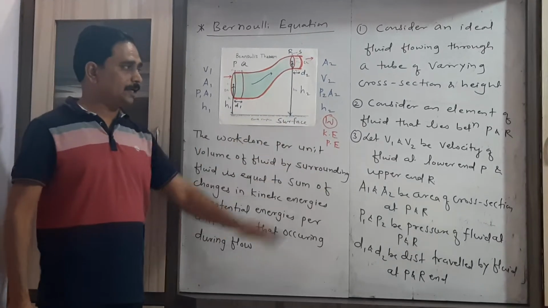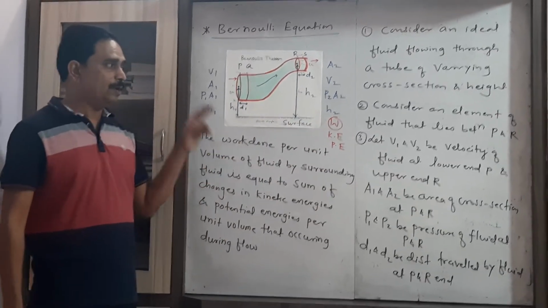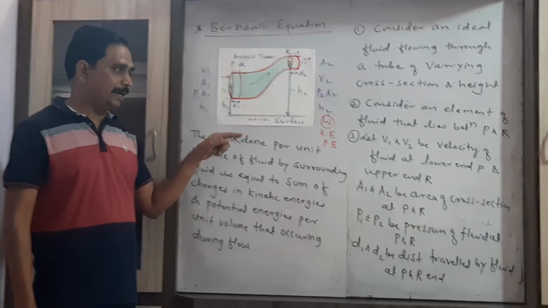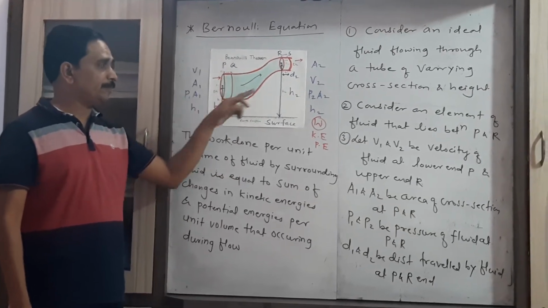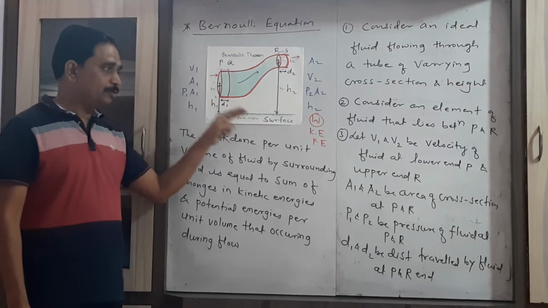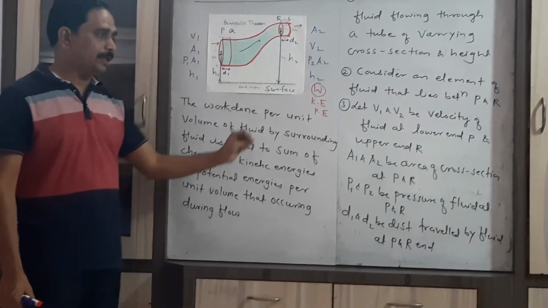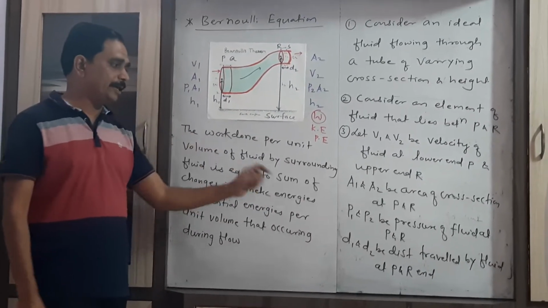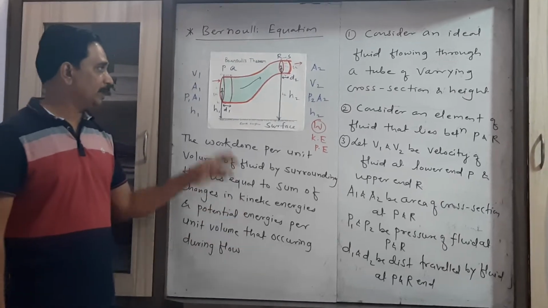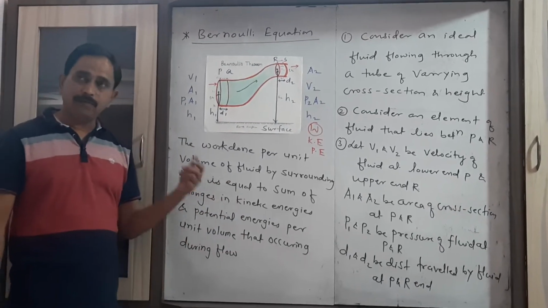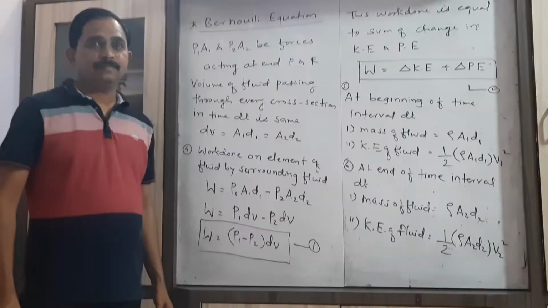Consider the various physical quantities: V1, V2, the velocities at the P and R ends; A1, A2, the areas of cross section at the same two ends; P1, P2, the pressures of the fluid at the two ends; and D1, D2, the distances covered by the fluid at the two ends.